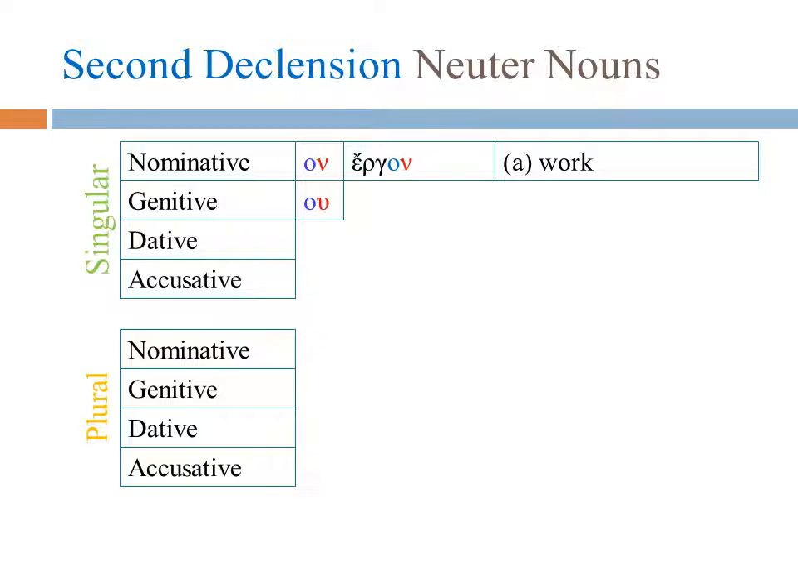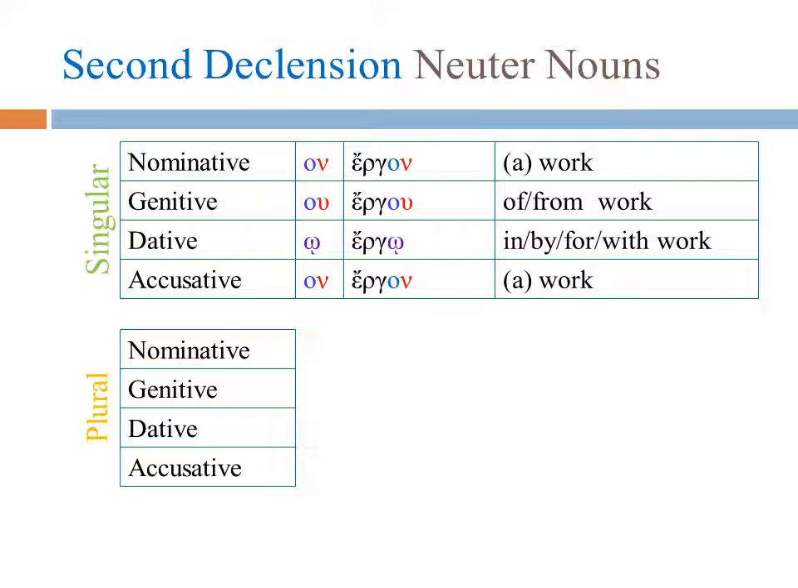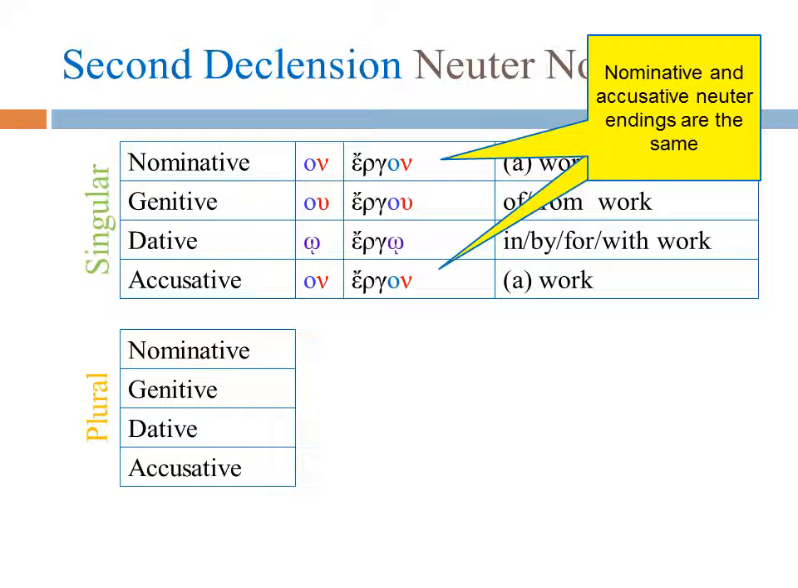Omicron upsilon is the genitive, and you'll notice that it is identical to the genitive in the masculine. Ergou is of or from work. It's also the genitive meaning possessive. Iota subscript after the omega tells us that the dative singular, ergo, is in by for with work, and also the indirect object. The accusative, again, is nu all the way through. And ergon is work, and this is the direct object.